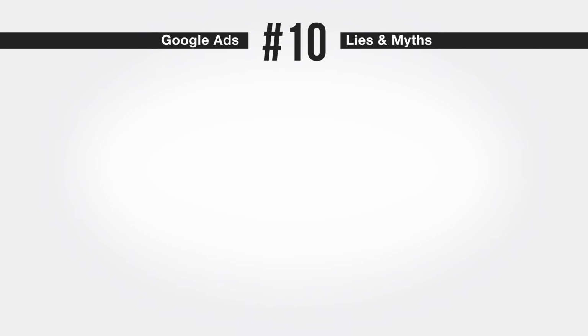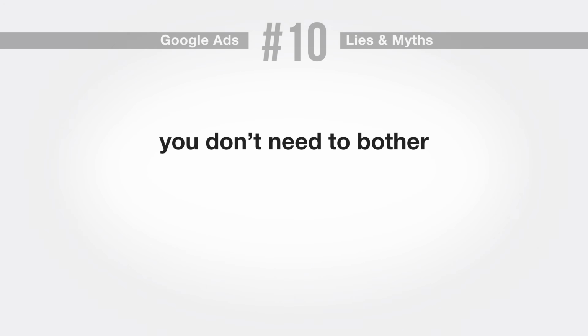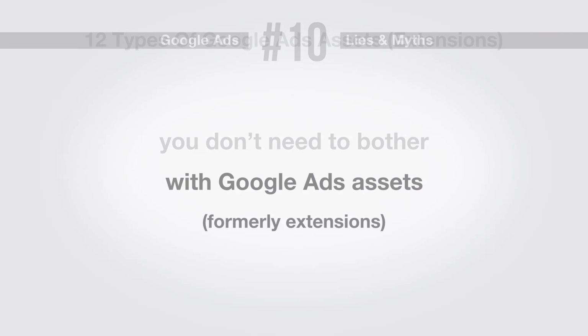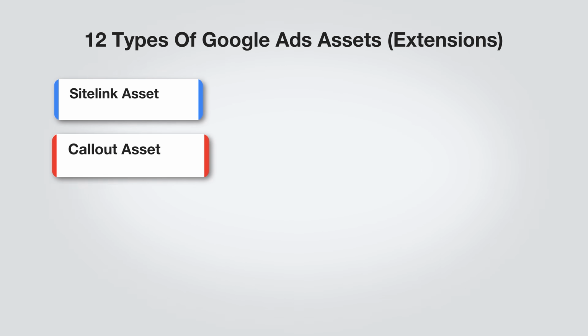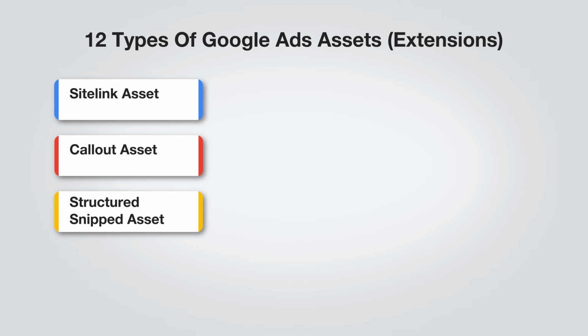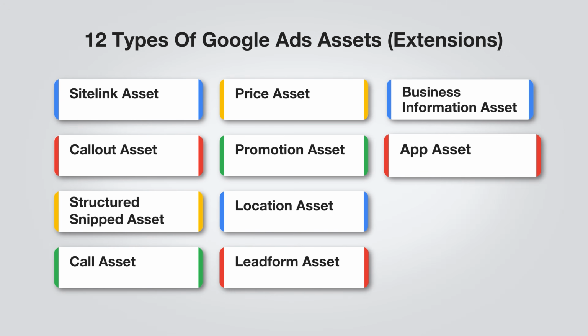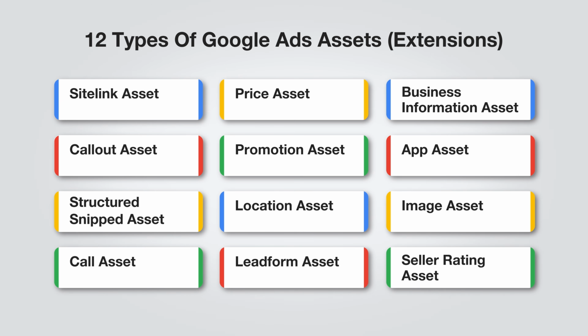Okay, and that's tied into the next point as well, number 10, which is you don't need to bother with Google ad assets, what used to be referred to as Google ad extensions. So things like site link extensions, callout extensions, structured snippet extensions, call extensions, price extensions, promotion extensions, all sorts. Well, they're often called assets now, although I prefer the term extensions. They aren't the biggest needle movers. Like, you're not going to take a campaign and triple its ROAS by adding in Google ad assets, Google ad extensions, but they're absolutely worth doing.